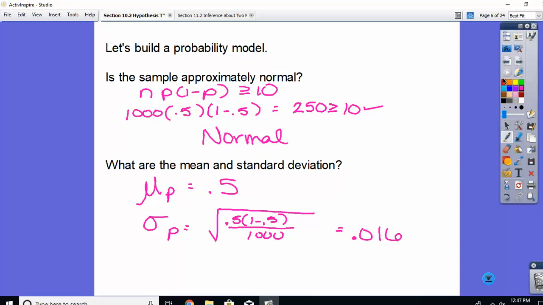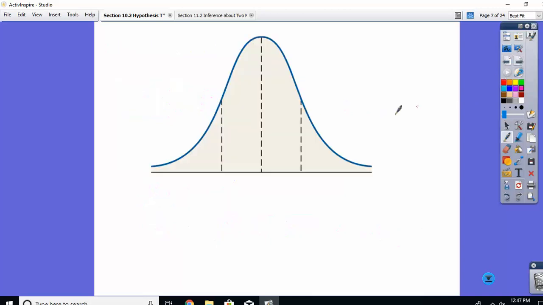In terms of the curve, the p is my center here, so that's your 0.5. A standard deviation is 0.016, so one standard deviation above would be 0.516. One standard deviation below, so 0.5 minus 0.016.